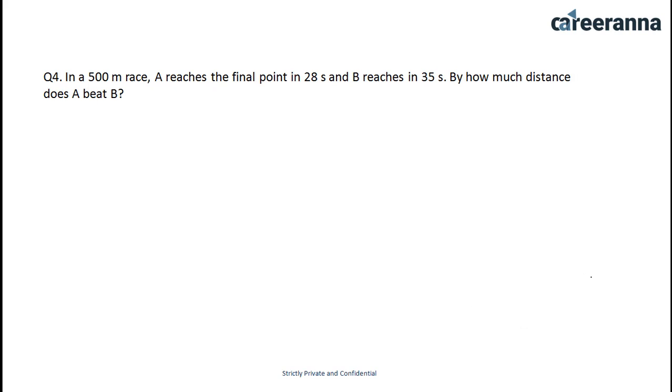In a 500-meter race, A reaches the final point in 28 seconds and B reaches in 35 seconds. By how much distance does A beat B? Here we can see that B reaches in 35 seconds, A reaches in 28 seconds. So B ran 7 seconds extra.